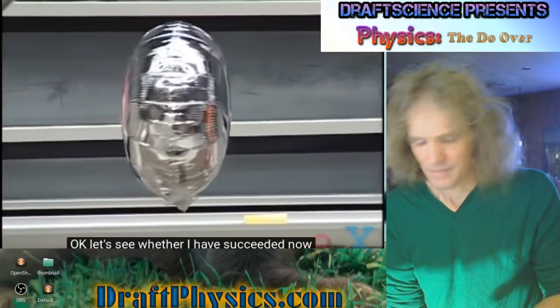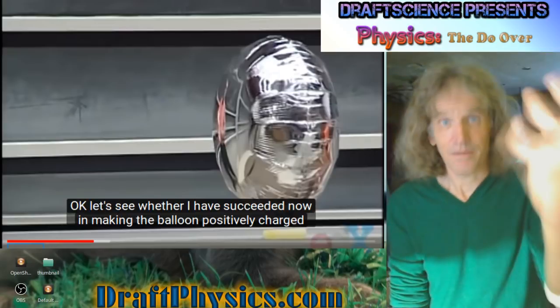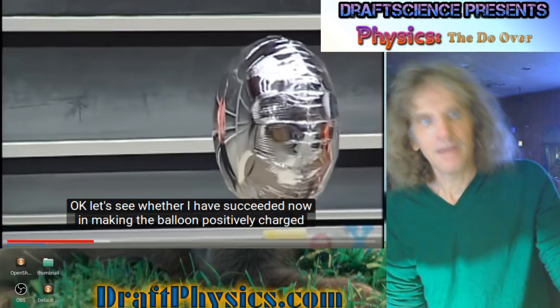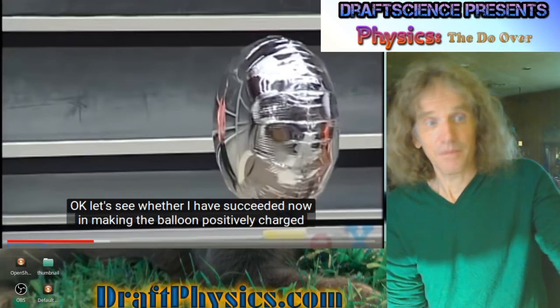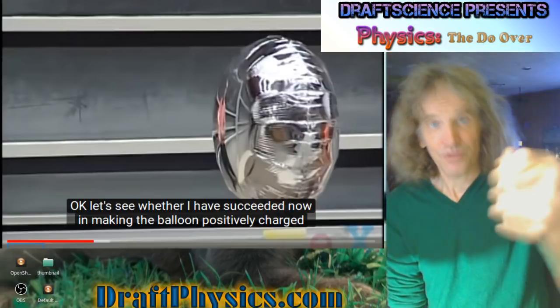Okay, let's see whether I have succeeded now. So again, the charge on the glass is all around it, so he's just trying to get some of that low pressure part of the glass to hit the high pressure of the balloon. And so it doesn't matter where he hits the balloon because it's a conductor.